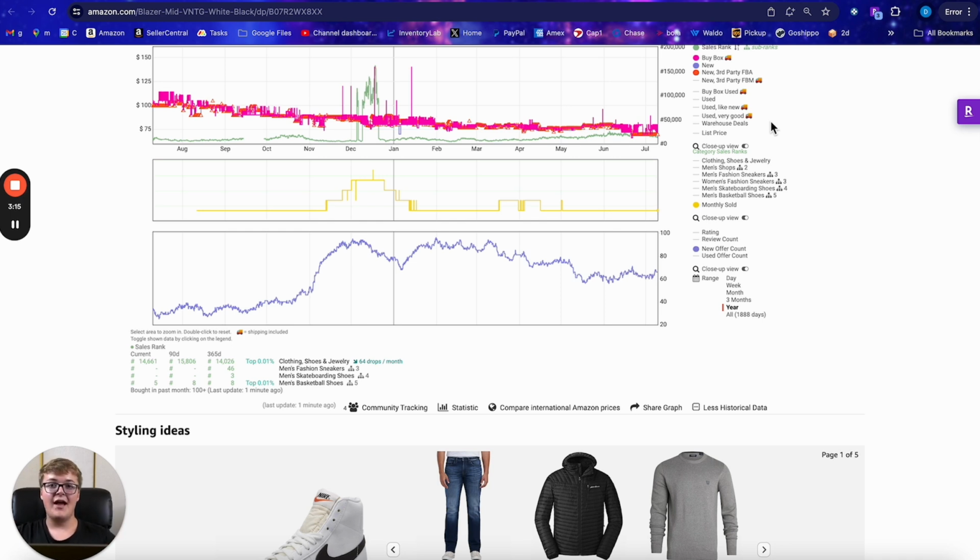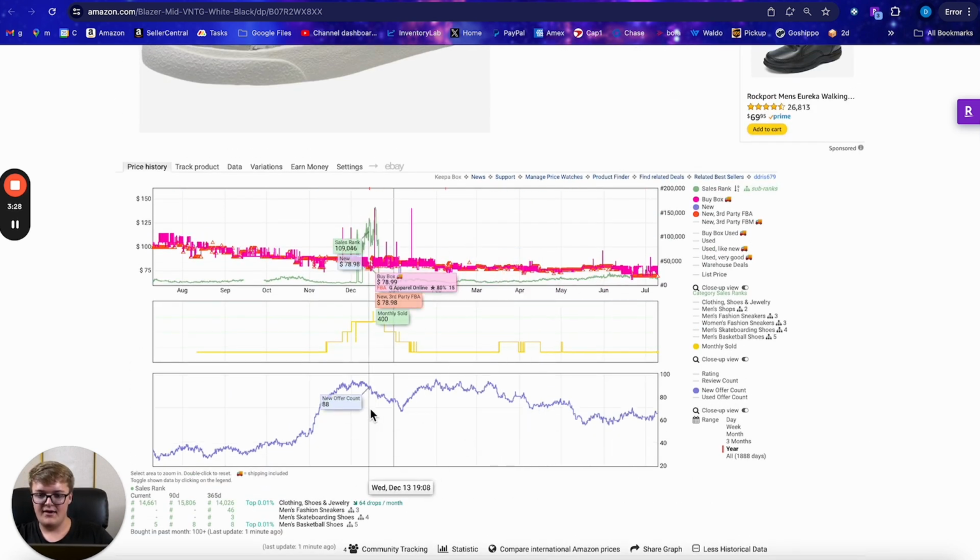So which seller has the quickest delivery times, the best price, the best reviews, the most amount of stock? It comes down to a lot of different things, but those are the main four. This chart down here is the offer count. This one is actually probably the second or third most important, behind the buy box price and the sales rank. Super important to see the competition.